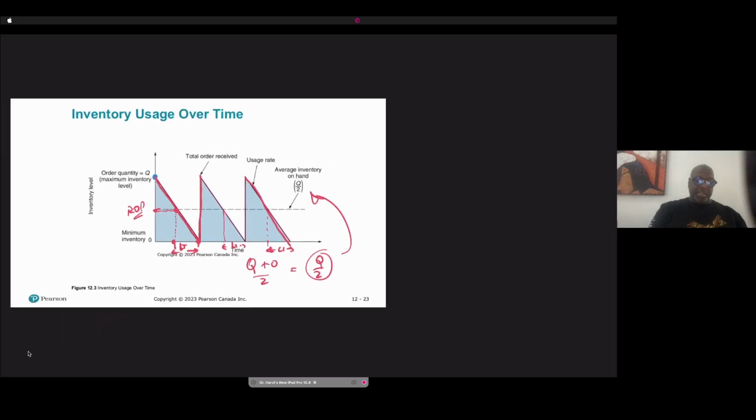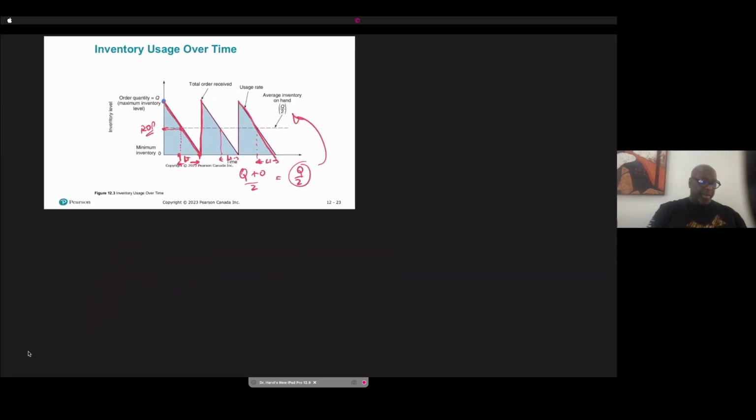So the model basically says, okay, we have average inventory, and my total cost is going to include ordering costs. If my annual demand is D and my order quantity is Q, the number of orders that I would place per year is D over Q. Easy to understand. If I have an annual demand of 1,000 units and my order is 100 units per order, then I will order 10 times.